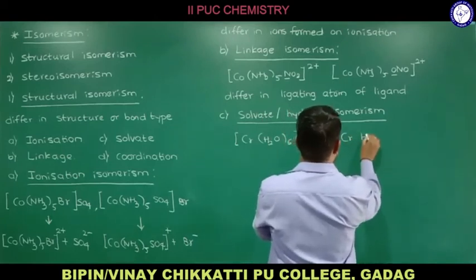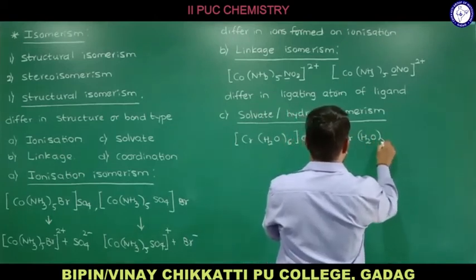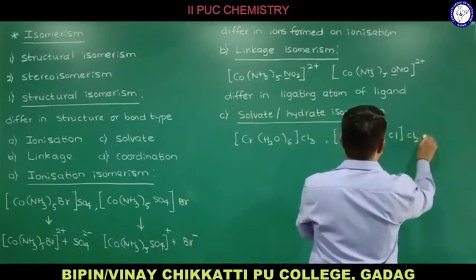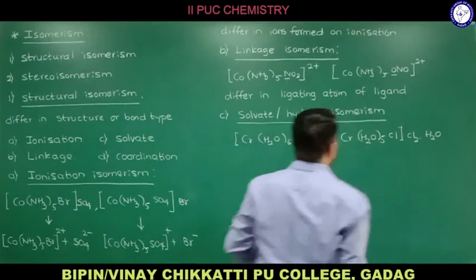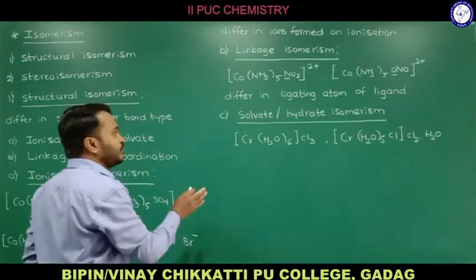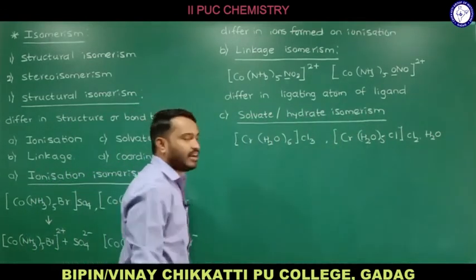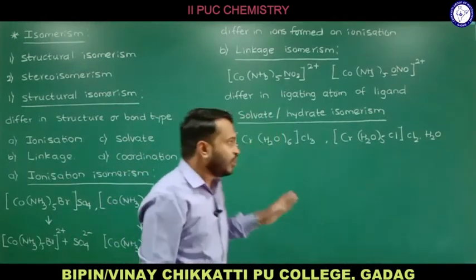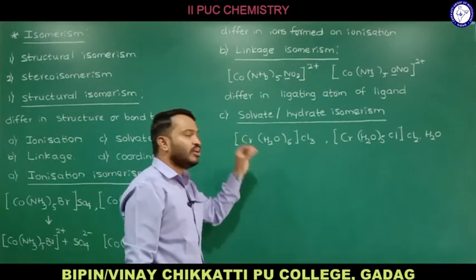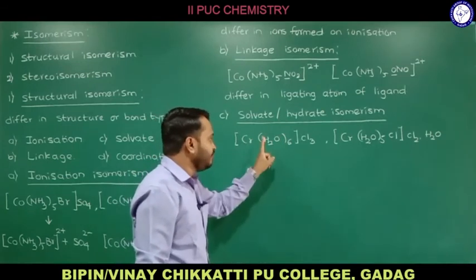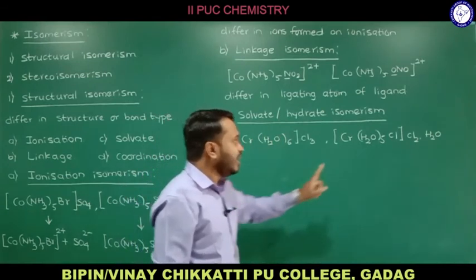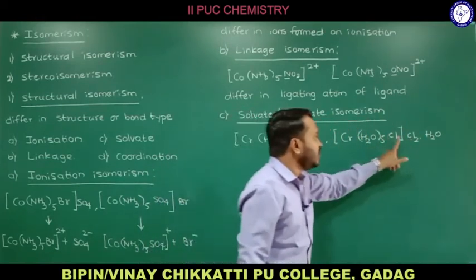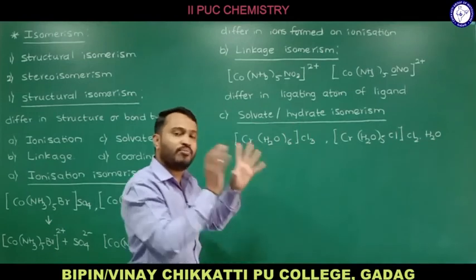And one more example I consider [Cr(H2O)5Cl]Cl2.H2O, where Cl is in the coordination sphere, and we have Cl2 and H2O outside. These are the examples I am going to consider to explain solvate or hydrate isomerism. Solvation, hydration, solvate, hydrate, the same thing. Now if you observe these two compounds, of course the molecular formula is the same. We have 6 H2O in one, and 5 H2O plus 1 H2O in the other. Cl3 in one, and 1 Cl plus 2 Cl in the other.